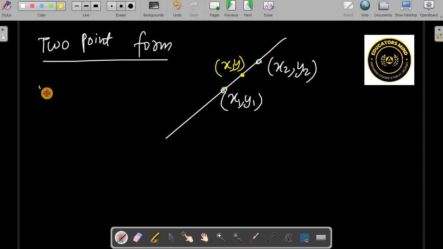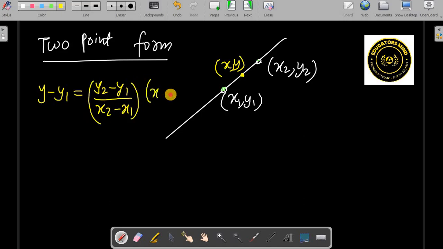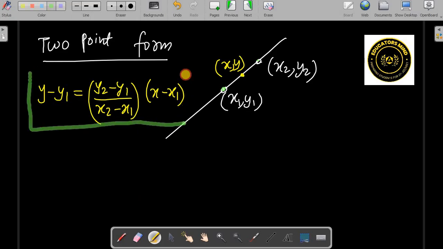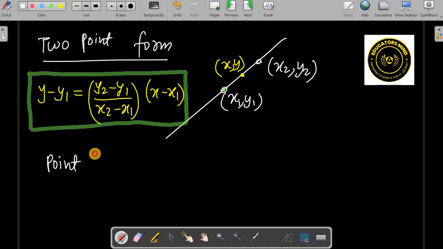So to write the equation, we'll write y minus y1 is equal to slope. Slope is y2 minus y1 by x2 minus x1, right? This is the slope into x minus x1. So this form is two-point form, where if you know two points, you can find the equation of that. Similarly, we can have a point and a slope. Okay, point and slope form.